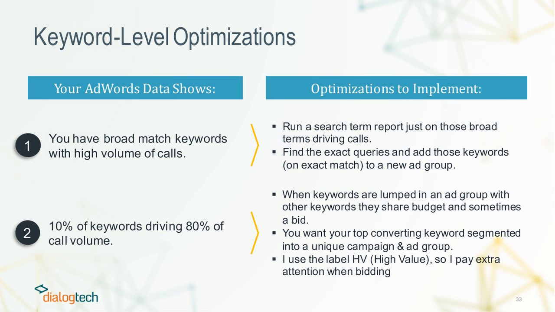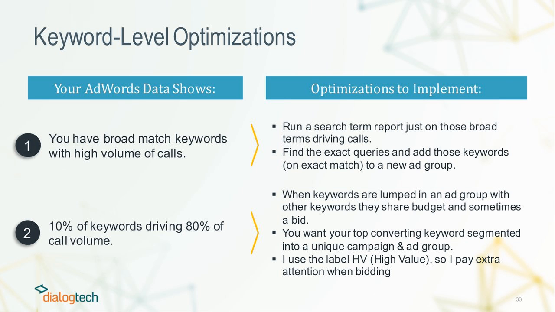All right, the next AdWords data shows 10% of keywords are driving 80% of your call volume. This happens also on a lot of online form conversions, right? So you have just a few select keywords that are really kicking butt and driving so much of your call volume. Well, the tip goes back to what I've said before. Make sure those 10% of keywords aren't capping on budget. If they are lumped into an ad group or a campaign with other keywords, they're sharing a budget with the other keywords, so it's really based on search volume at that time.